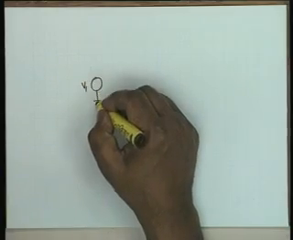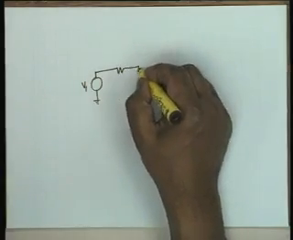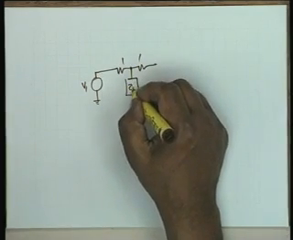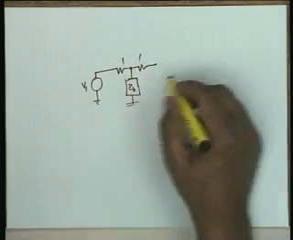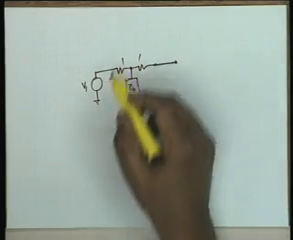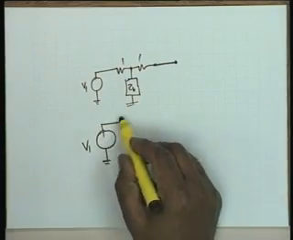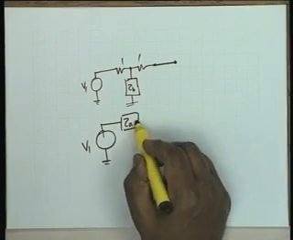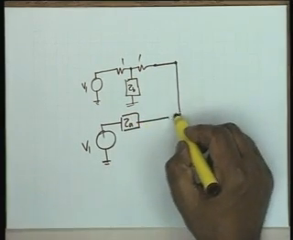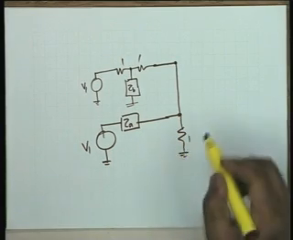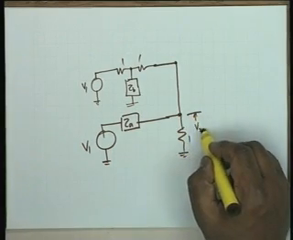You have a V1, 1 ohm, ZB, okay, then you have another V1 which is simply connected in series with ZA, and the whole thing is connected here and connected to a 1 ohm resistance, and this is V2.